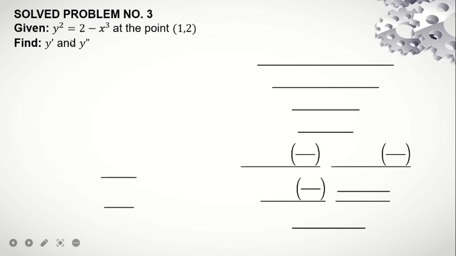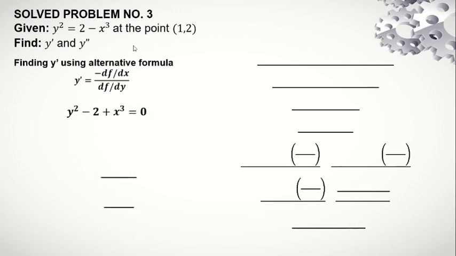Now, you are going to find the first and second derivative of this function at the point 1, 2. For now, don't mind the point 1, 2 yet. Let's first find the first derivative and the second derivative. We will use the alternative formula so we are quick. Now, this is your formula. Let's move this as a single function on the left side of the equation.